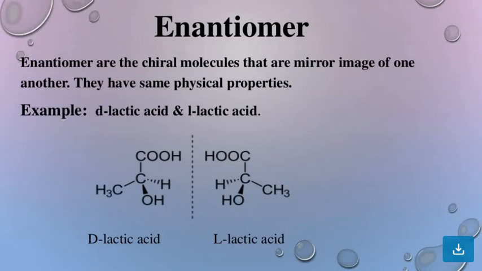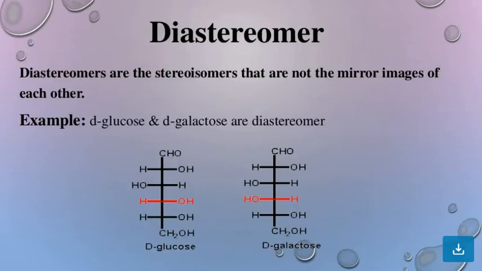You should also know the term enantiomers. Enantiomers are chiral molecules that are mirror images of one another. They have the same physical properties. This is a very important point, you should write it down. Example, D-lactic acid and L-lactic acid. You can see the structure of D-lactic acid and L-lactic acid. Now another term, diastereomers. Diastereomers are stereoisomers that are not mirror images of each other. What does it mean? You can see the example D-glucose and D-galactose. D-glucose and D-galactose are diastereomers of each other.